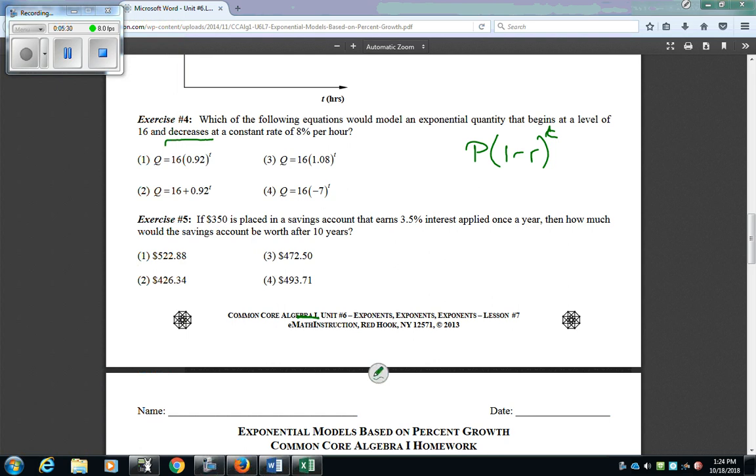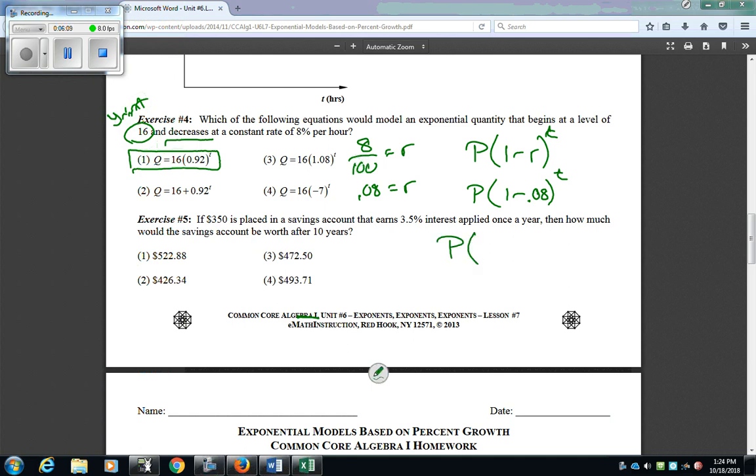In the case of this, we know it's 8%. To find R, I'd take 8 and divide it by 100, so that would end up being 0.08. But notice that this is subtraction, so it's 1 minus 0.08. And that's going to end up being choice 1. The other part of this, again, is beginning at a level of 16. That would be your y-intercept.